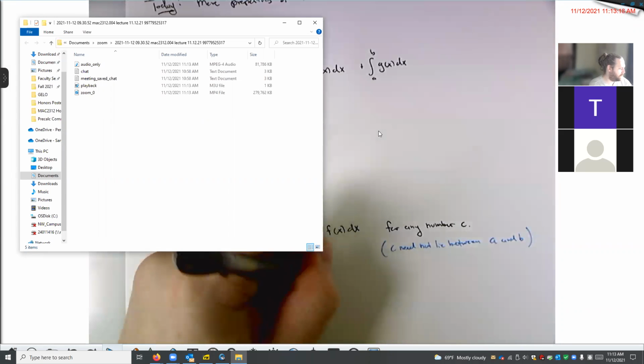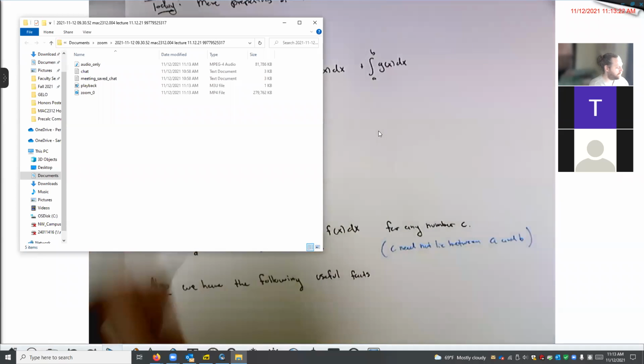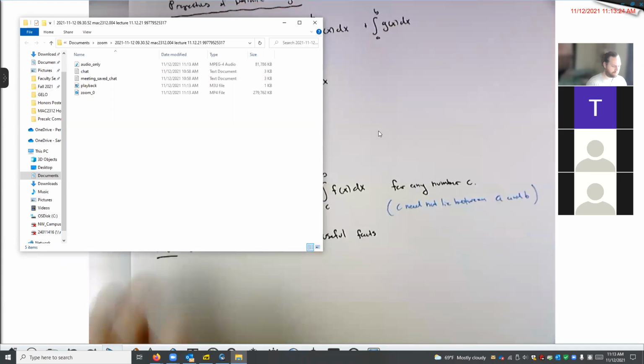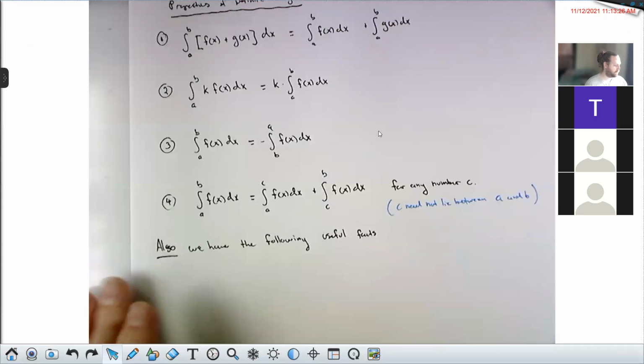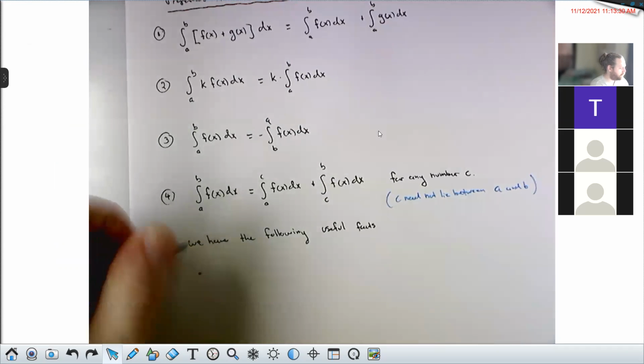Following useful facts. The screen is covered by... Yeah, the file thing. Gotcha. Zoom pops that up when it finishes converting the video.